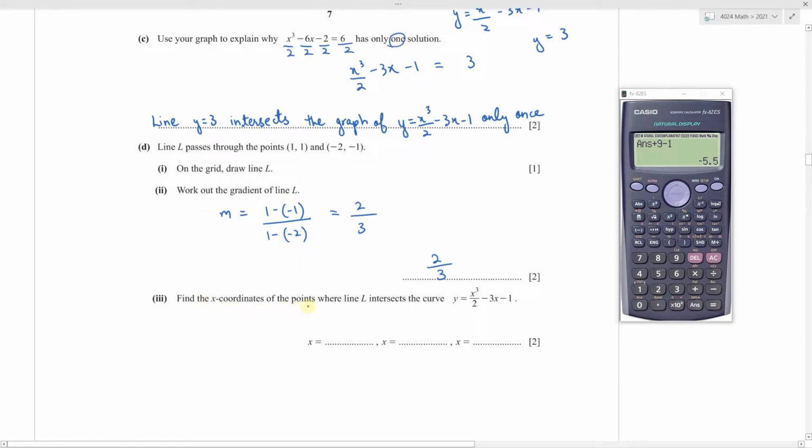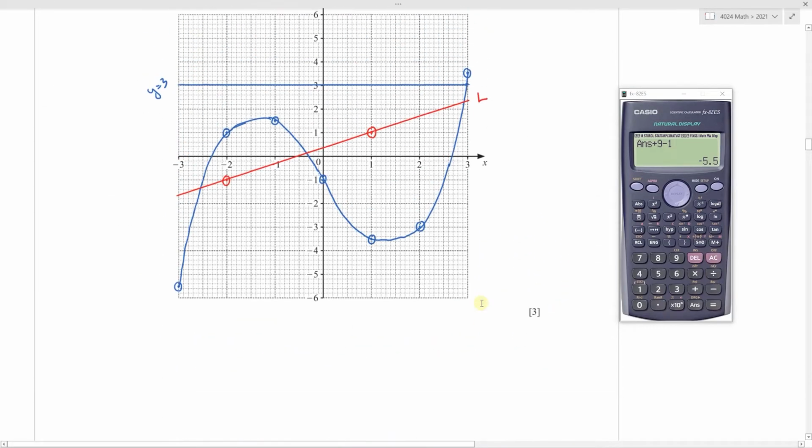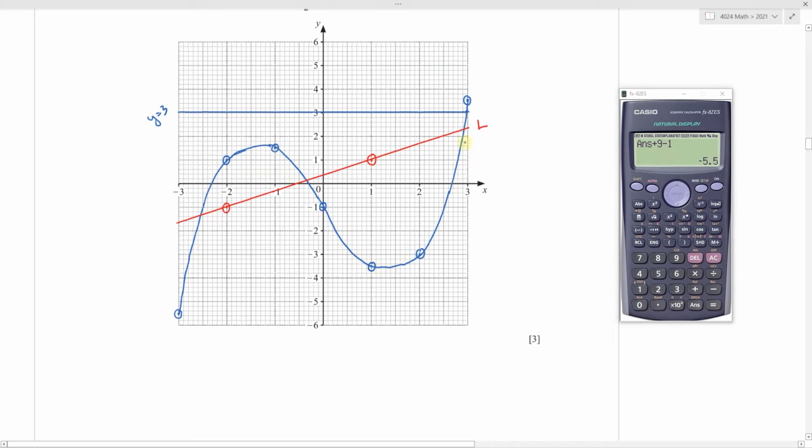Find the x coordinates of the points where line L intersects the curve. So the curve is already drawn here and line L is here. So there are 3 intersection points. The first one is this one. So it's in the middle of this small block. So it will be here.